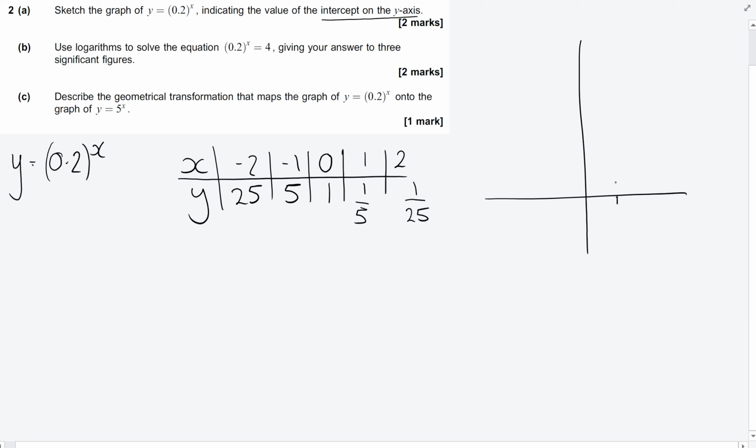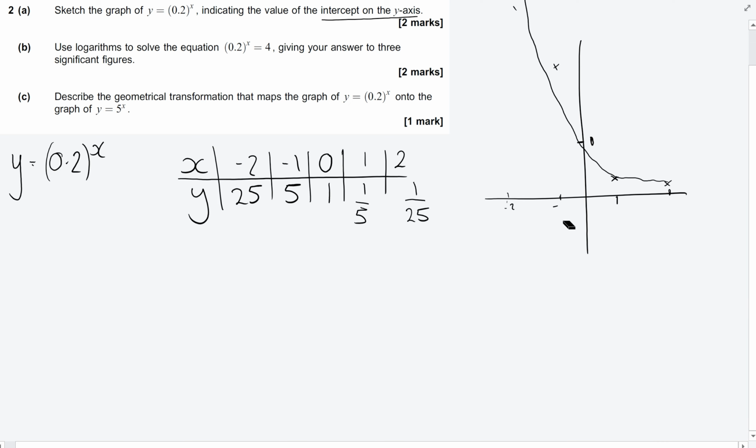So at 1, the graph is about a fifth. Now at 2, it's getting smaller. So it's smaller than a fifth, it's a 25th. It crosses this axis here at the point 1. At -1, it's all the way up at 5. And at -2, if we're thinking about this as to scale, it's off the scale there, but it's up here. So when we're drawing this graph, it's going to be an exponentially increasing curve. So let's start down here, make sure we cross at 1 and go up.